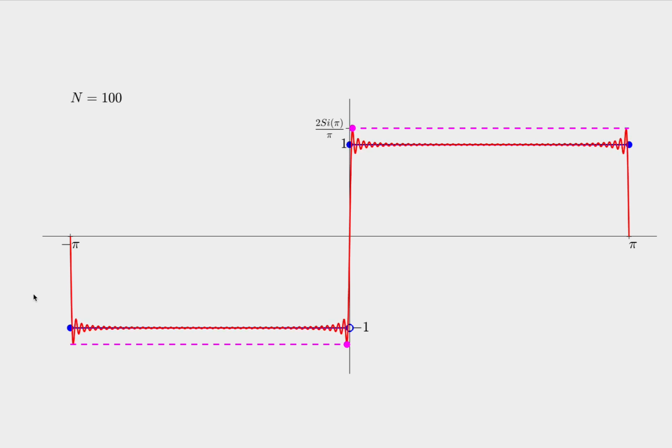So the top peak of the wiggles never does come to 1. Now, that doesn't negate the fact that we do converge pointwise in the open interval 0 to pi. But always we'll have some value that's about 9% of the gap size above 1.